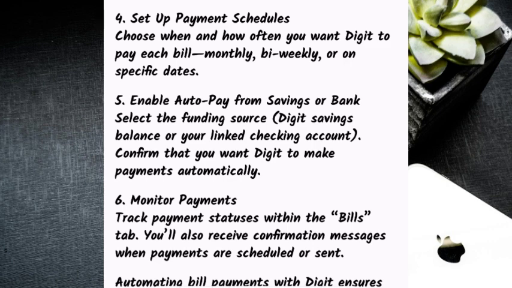Enable autopay from savings or bank. So just select the funding source, Digit savings balance, or your linked checking account. Confirm that you want Digit to make payments automatically.